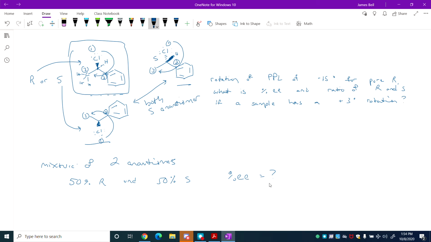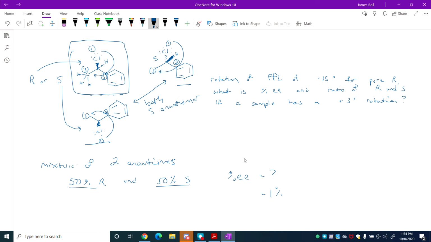Would it just be one? So if the enantiomeric excess were 1, that would mean that 1% of that mixture has either excess S or excess R. If they're both in exactly equal amounts, there is no excess. I've got equal amounts of both of them, so the entire mixture is a 50-50 mixture.